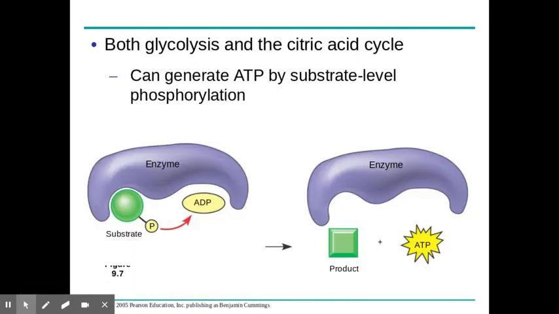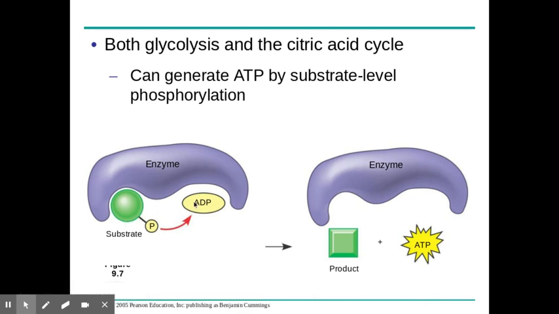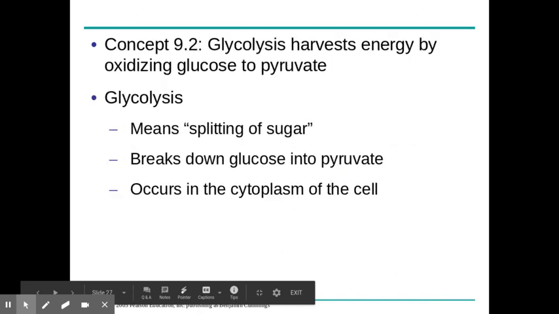So glycolysis and the Krebs cycle work via substrate level phosphorylation, so it requires enzymes in order to do that. We're not going to go really into the nuts and bolts of how this works because you just need to know kind of the overall process. But you can see we have a substrate that would be your phosphate being added to your ADP, adenosine diphosphate, and eventually we create ATP in that process. So that's substrate level phosphorylation.